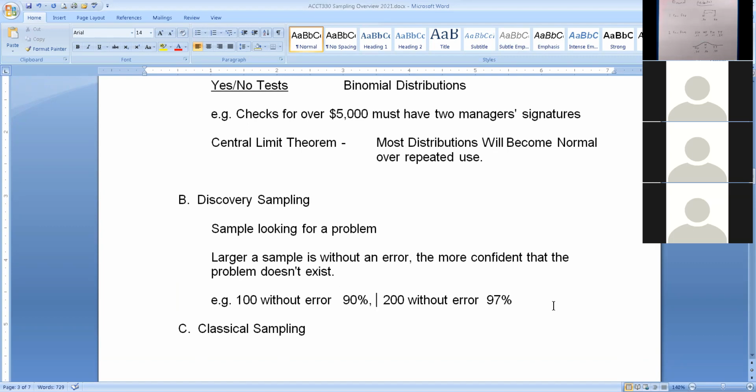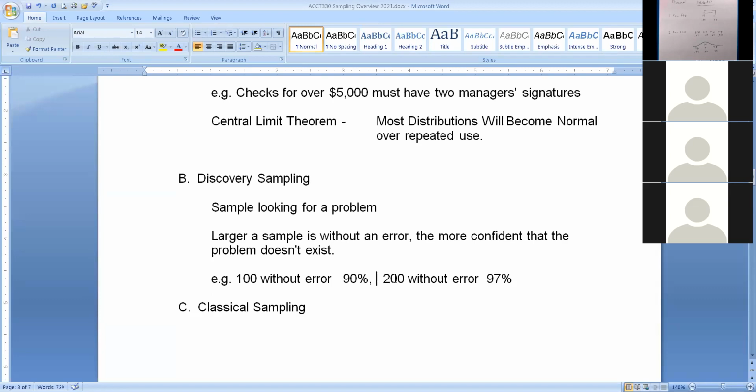So this might be a problem if you're looking for something like fraud. So someone says, oh, there might be fraud in this account. Well, you can do discovery sampling looking for it. And if you find it, hey, you discovered it, it's what you're supposed to do.